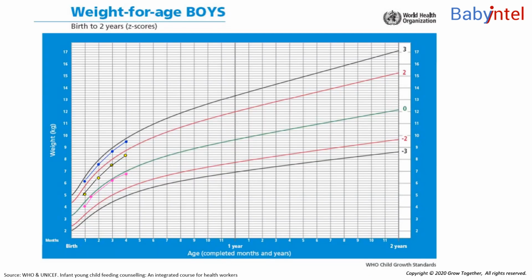Here we have a growth chart for boys that shows the curves of 3 children who were weighed regularly. What can we tell from looking at these charts? Remember to look at the overall shape of the growth line.